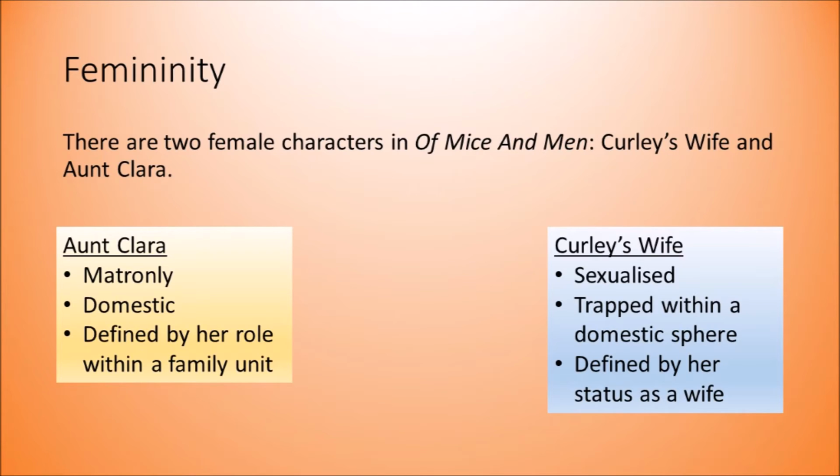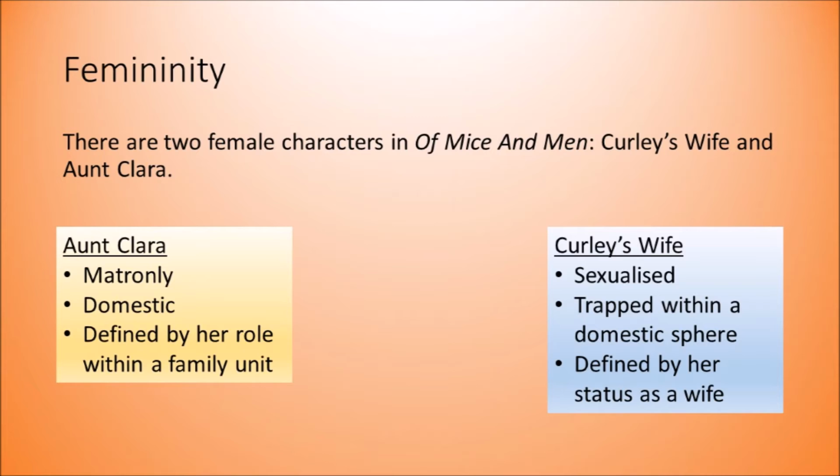By contrast, Curly's wife presents a very different idea of what it means to be female. She is sexualized largely through how she is described to us and how characters within the novel treat her. There is a slight element where she is attempting to adopt a sexualized role for herself in how she chooses to interact with male characters, but it's also implied that that's exaggerated within the narrative. But equally, she is still defined by her role within a domestic family unit.